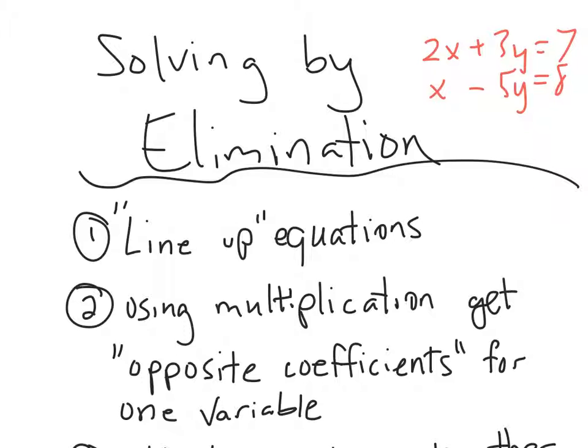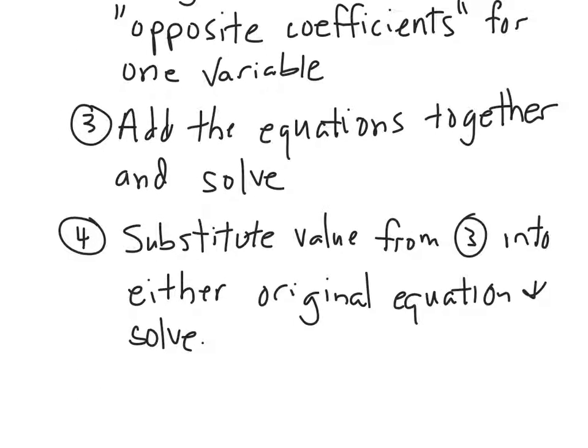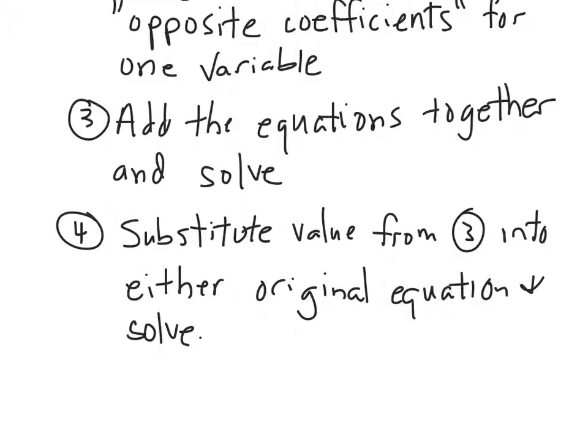And to do that, we need one of those variables to have the same coefficients except opposite numbers. So maybe like 5x and negative 5x, or 8y and negative 8y, something like that. Once we have that, we simply add the equations together and we solve. And then we take the value that we just got in step 3 and we substitute it into either original equation, and we're going to solve for the missing variable.